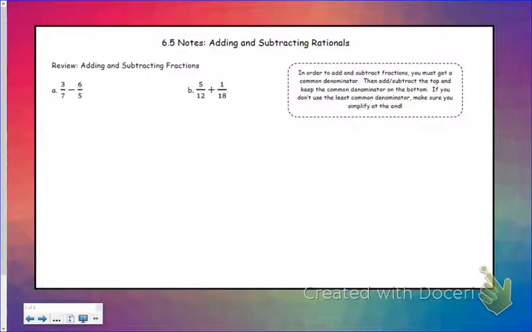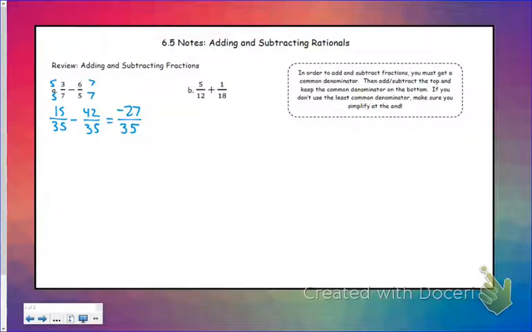On this first one, my common denominator would be 35. So I'm going to multiply top and bottom by 5. On the second one, I would need to multiply the top and the bottom by 7. Once you have that same denominator, you keep the denominator, and then you subtract or add the numbers at the top. And then if you can simplify, you do. In this case, we can't, so we're just going to leave it. Same thing on the next one.